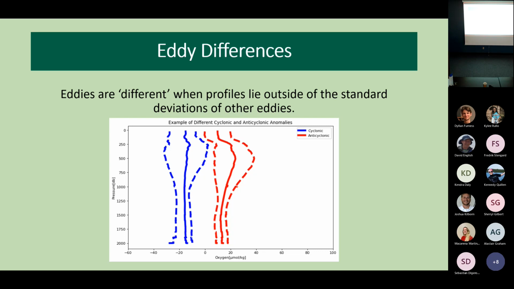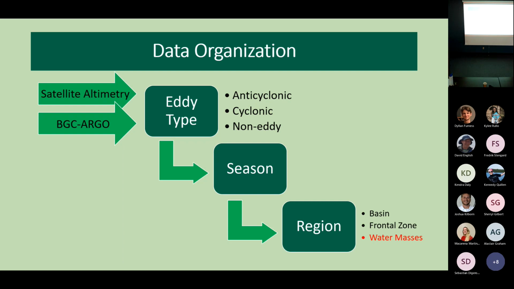And we can use that to compare not only different types of eddies, but different seasons and different frontal groups. I'm just going to go over what the organization of that data looks like. We take satellite altimetry and profiles from our BGC Argo floats and separate all of our data into anticyclonic, cyclonic, and non-eddy profiles. We then break those subsets into our seasons: winter, spring, summer, fall. We then break those subsets into the basin, so Pacific, Atlantic, and Indian, and then we break down further by frontal zone. I'm going to show you what those frontal zones are in a minute.